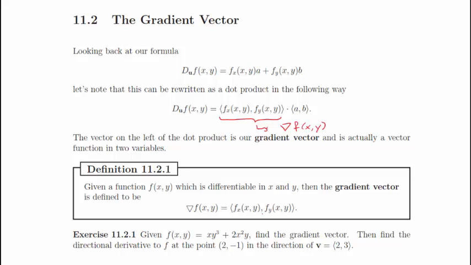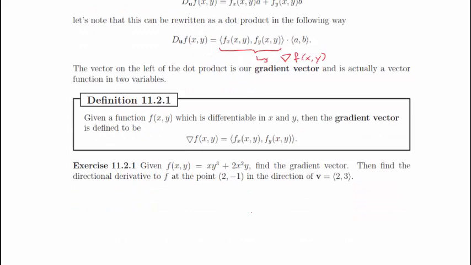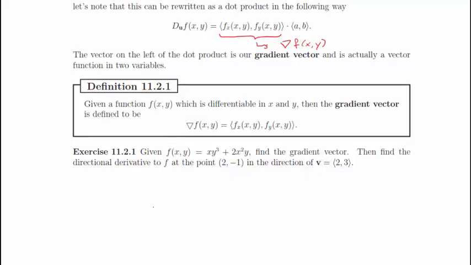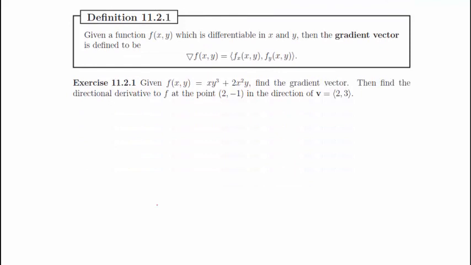And let's note our definition 11.2.1: given a function f of x comma y which is differentiable in x and y, the gradient vector is defined to be the upside down triangle f of x comma y equals the vector partial derivative of f with respect to x, comma, partial derivative of f with respect to y. This is a vector-valued function. So the gradient vector is not a constant vector, it is a vector-valued function in two variables. We're going to talk about the same idea of directional derivative, but in terms of this gradient vector.